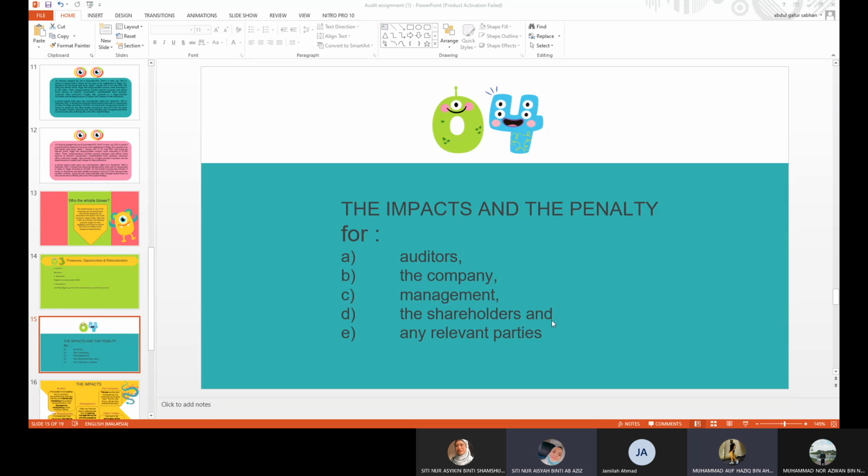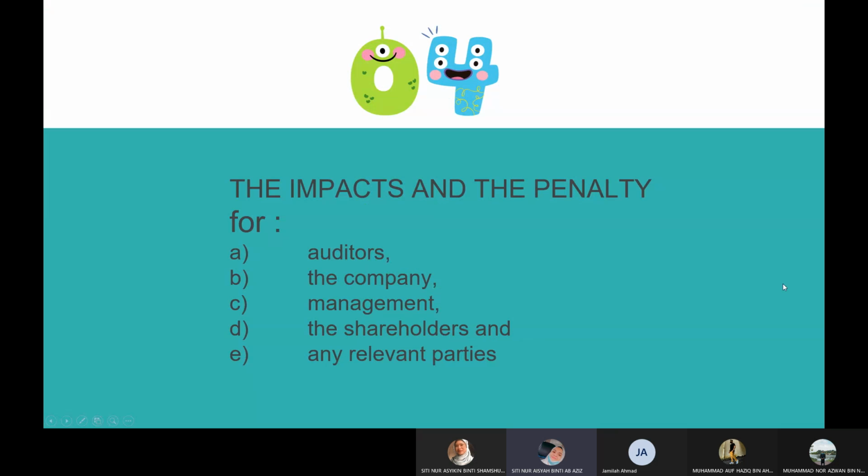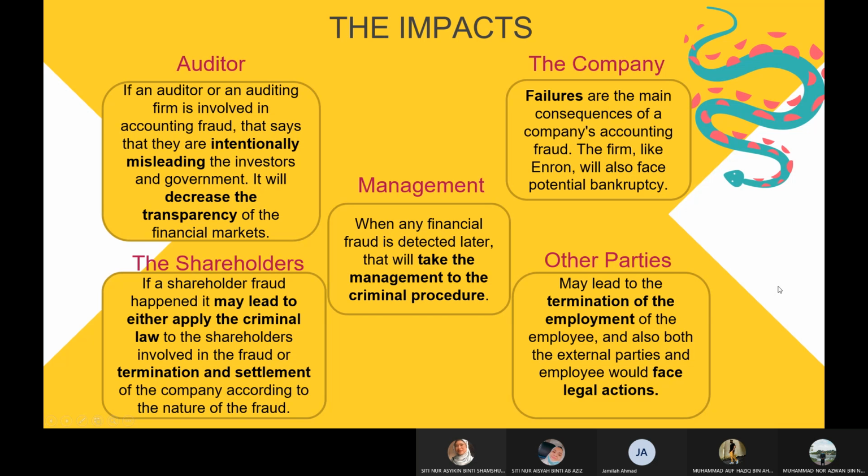Okay, now we move to the impact and the penalty for the auditors, the company, management, the shareholders, and any relevant parties. And next slide. Okay, first, the impact for the person involved with accounting fraud. First person, which is auditor.